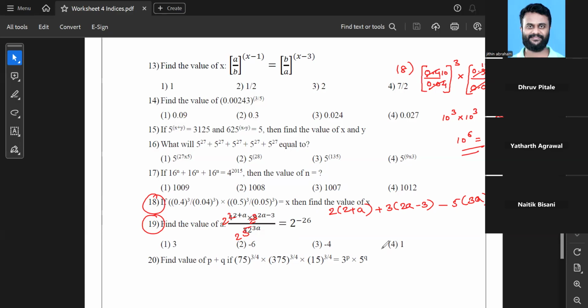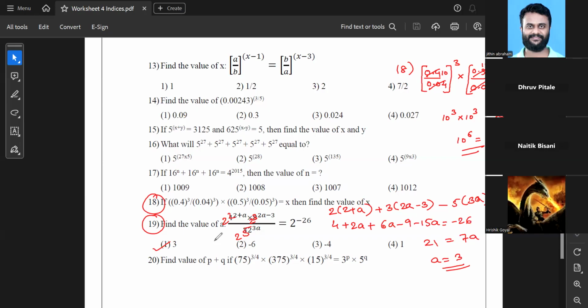I'll write just minus 26. Now let me simplify this. So 4 plus 2a plus 6a minus 9 minus 15a is equal to minus 26. 6a plus 2a, 8a, minus 15a goes minus 7a. Minus 7a, I'm taking to that side, that will give me plus 7a. Over here, 4 minus 9 is minus 5. Minus 26 comes over here, becomes 21. So a is equal to 3. Option 1. So that's 7a, right? Yep, 7a is next to 21.